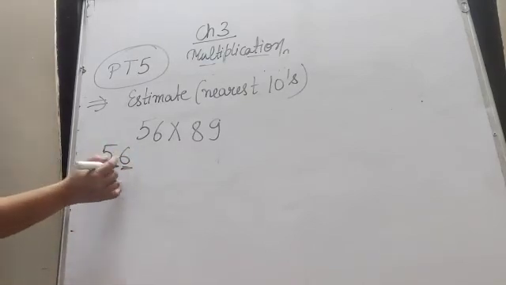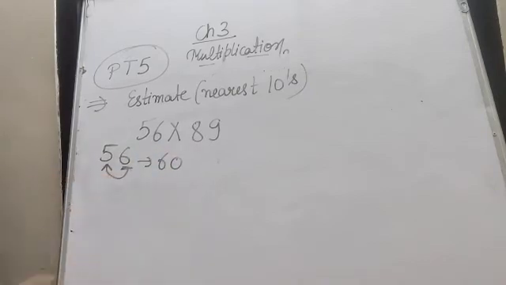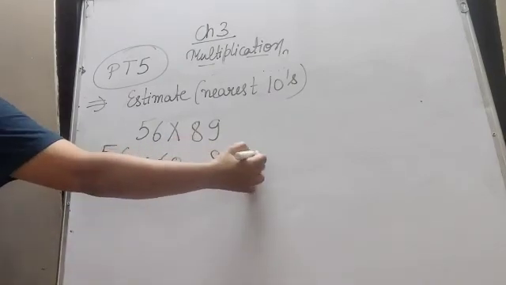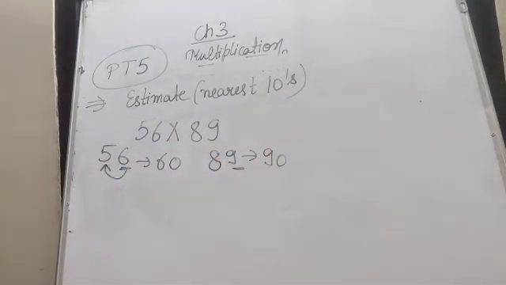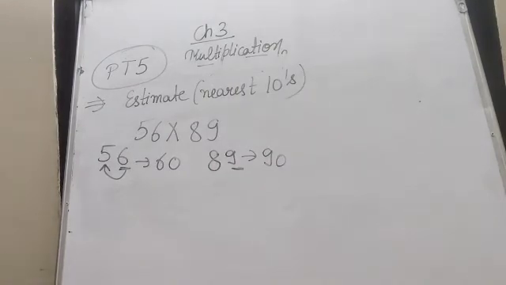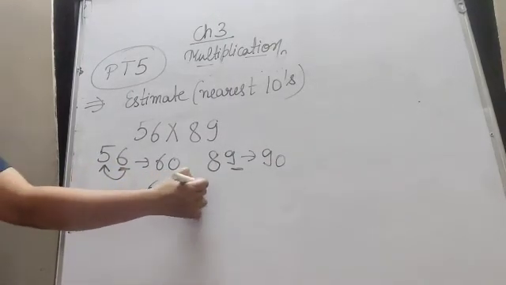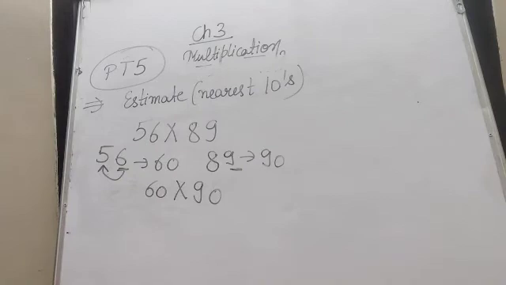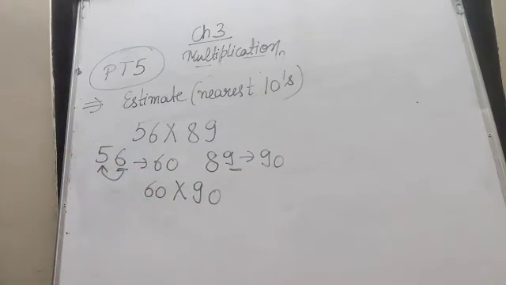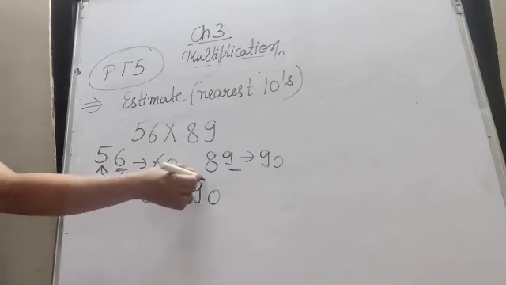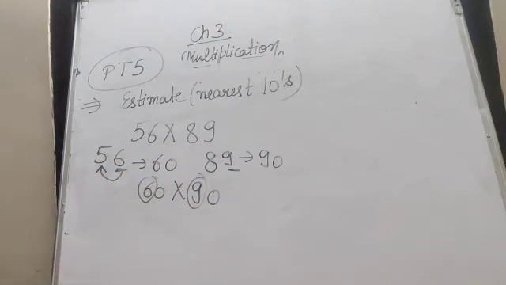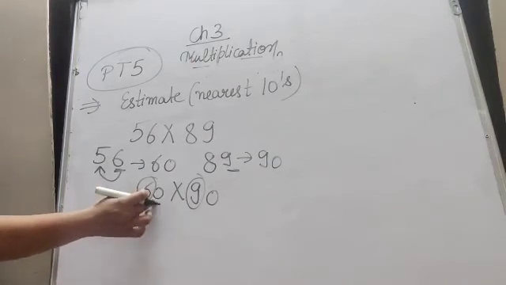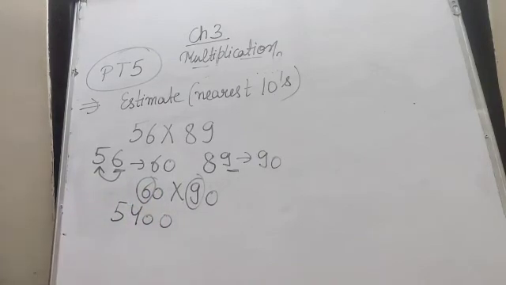Underline ones, it is greater than 5. So automatically it's 60. Underline ones, it is also greater than 5. So it's 90. Okay? Is it clear? Now 60 multiply 90. I have told you in the multiplication that whenever the zeros are there, firstly leave this. Only multiply non-zero. 6 nines are 54. Now 2 zeros remaining, put it here. The answer is this.